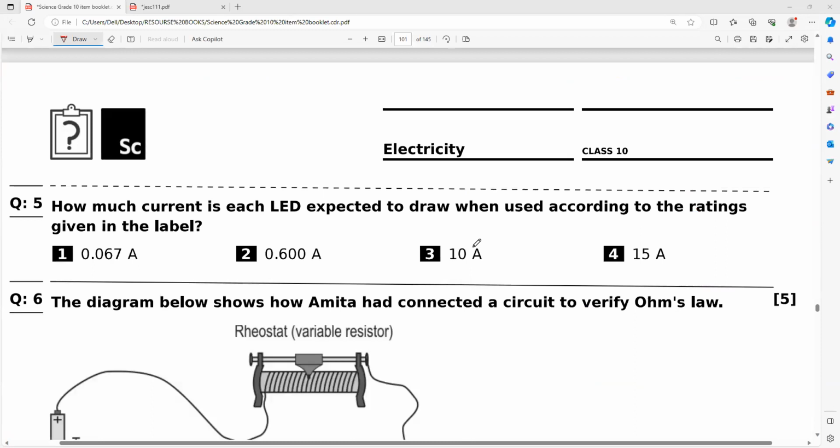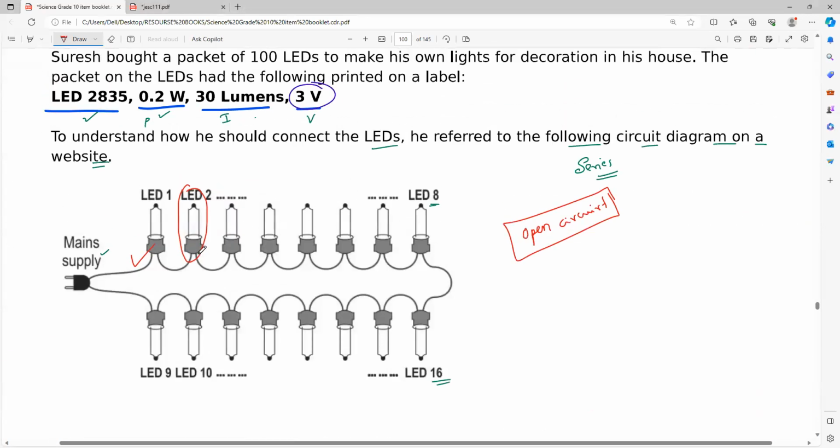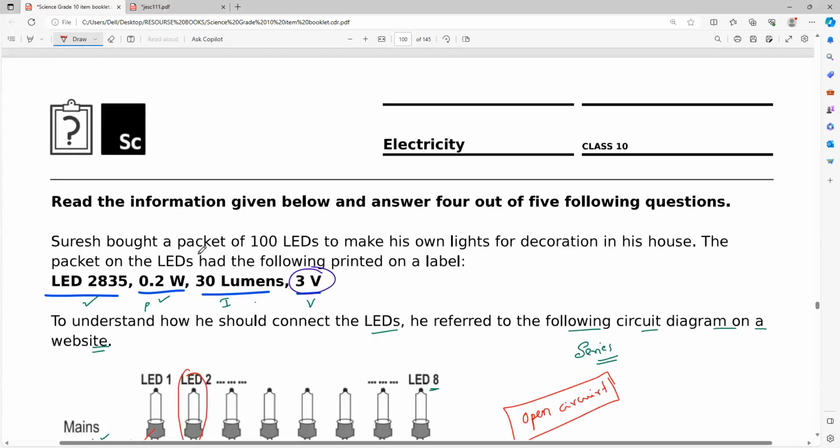Next question. This is one of the most important questions. How much current is each LED expected to draw when used according to the ratings given in the label? Let me see who will solve this question. According to the ratings given in the label, try to solve, everybody. It's very simple. What is the current drawn? Individually, let me see your answer, please.